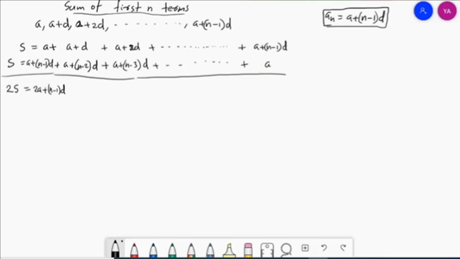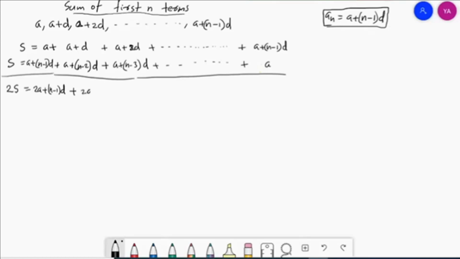If you add the corresponding terms in each position, the first position in the first sum is A and in the second sum is A plus n minus 1d. A plus A is 2A, and the second term n minus 1d you simply write as it is. Then the second position: A plus D on top and A plus n minus 2 times D at the bottom. If you add these two, A and A combine, so you get 2A.